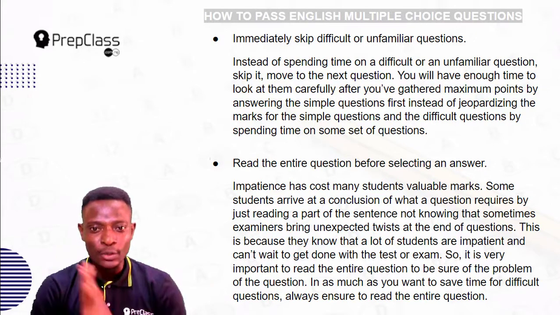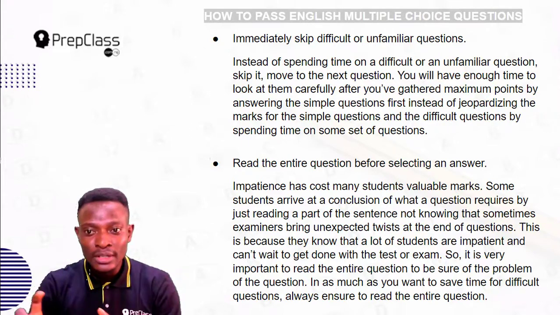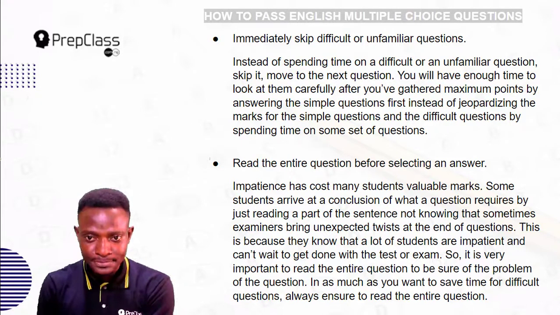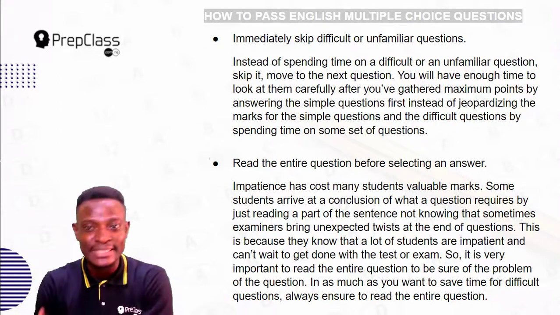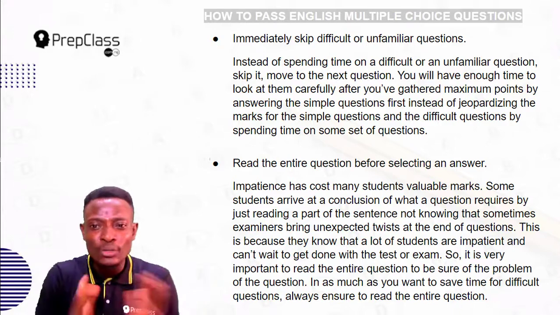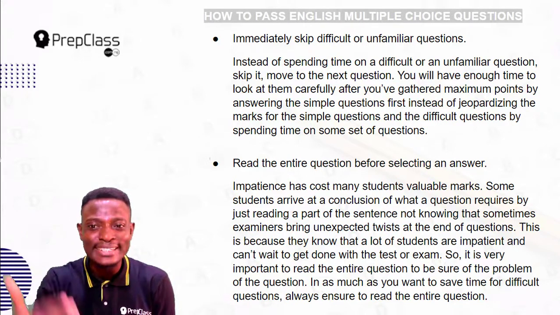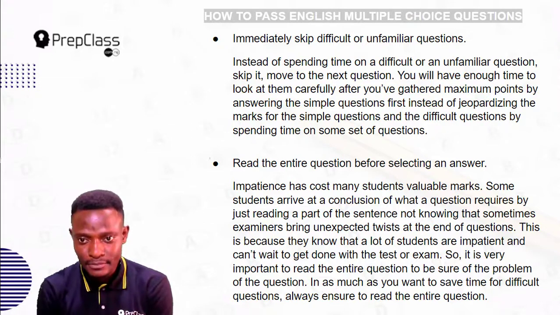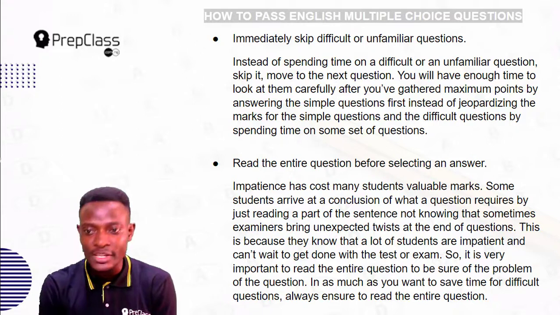For example, you are reading a question like this: All of the following are examples of a noun, except dash. Now, if you do not read the entire question, you will not see the except there. So you won't be able to answer the question correctly. So read the entire question first before selecting an answer, because examiners bring unexpected twists at the end of questions.